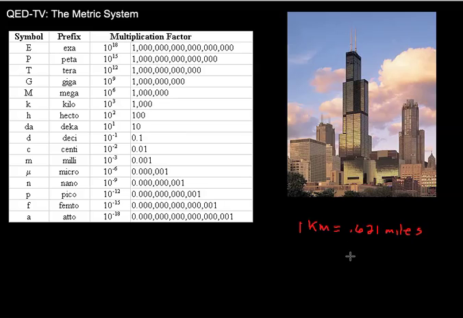So for a kilometer, this building here is the tallest building in North America. It's in Chicago. It's called the Sears Tower. And from the top of the antenna all the way to the bottom of the building is a little over half a kilometer. It's like 527 meters. So it's a little over half a kilometer tall. So if I took 2 Sears towers, stacked them on top of each other, I'd have about a kilometer.